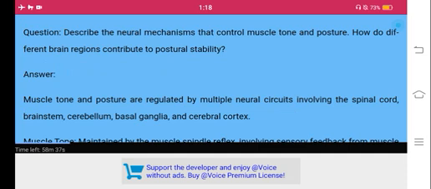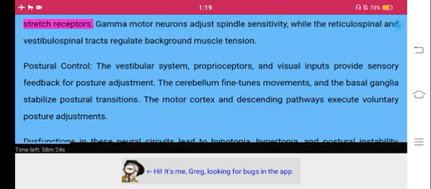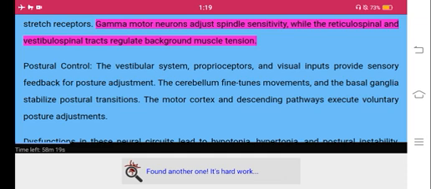Previous year question. Describe the neural mechanisms that control muscle tone and posture. How do different brain regions contribute to postural stability? Answer. Muscle tone and posture are regulated by multiple neural circuits involving the spinal cord, brainstem, cerebellum, basal ganglia, and cerebral cortex. Muscle tone is maintained by the muscle spindle reflex, involving sensory feedback from muscle stretch receptors.